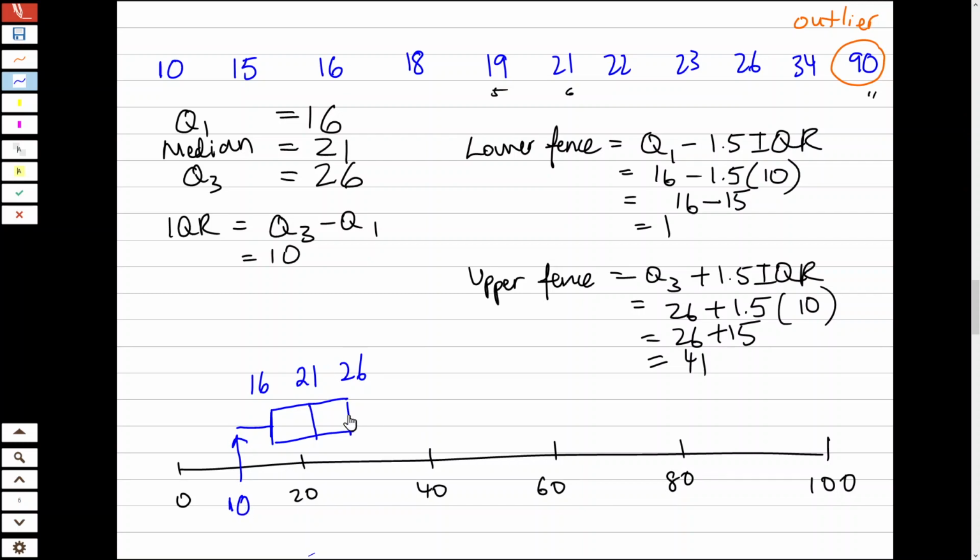Now on this side, I need to draw a whisker to the largest value, which is above Q3, which is not an outlier. So which data point is that? 34. Okay. So notice I am not drawing the whisker all the way to 90. How will I represent the outlier?